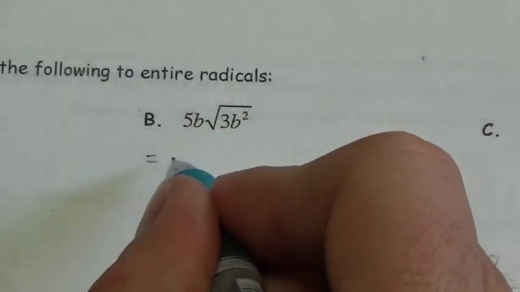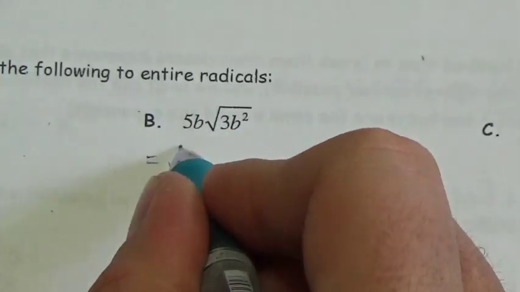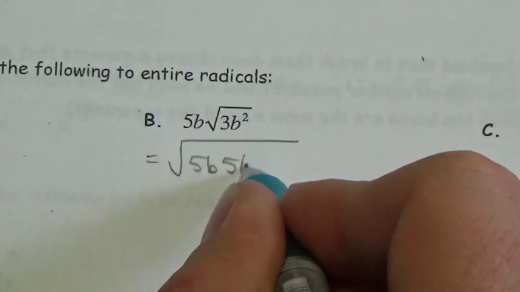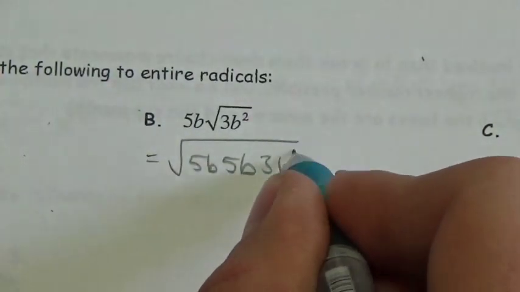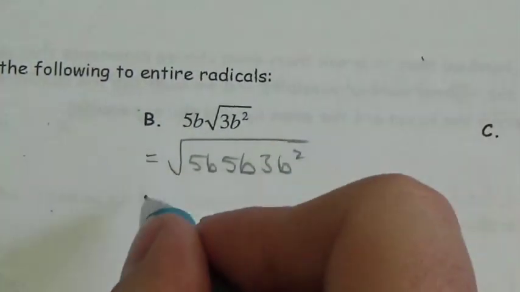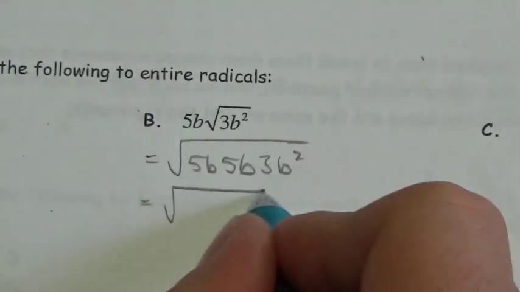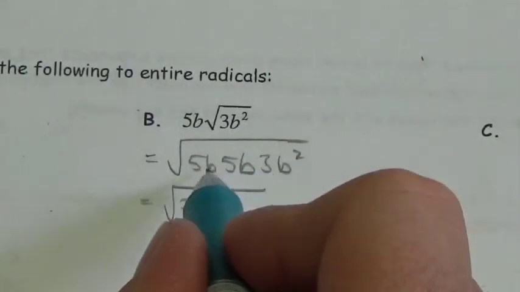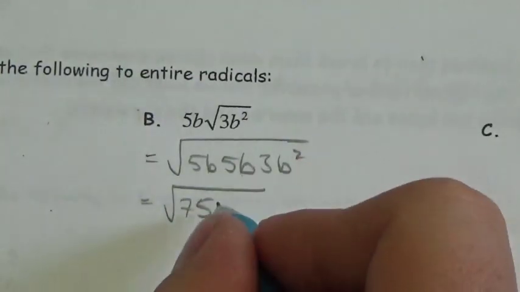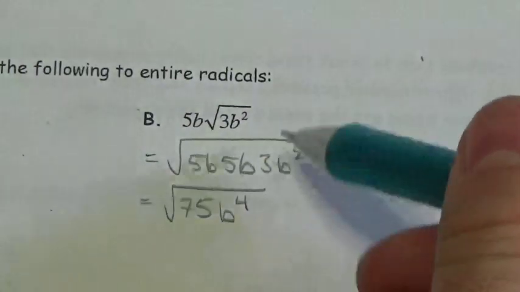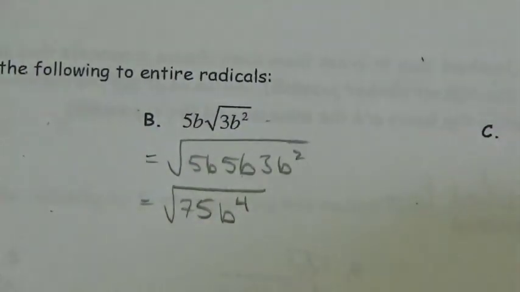Here, again, it's a square root, so this will be the square root of 5b times 5b, and then what was in there to begin with, the radical, was 3b squared. 5 times 3 is 75. b times b squared will be b to the 4th. And these 2 expressions are equal.